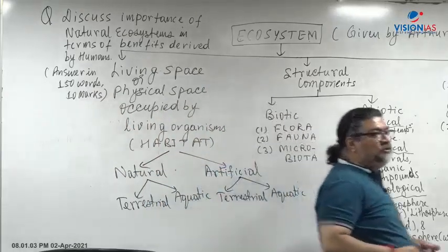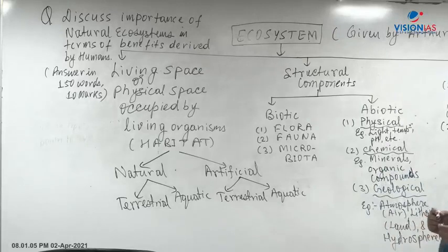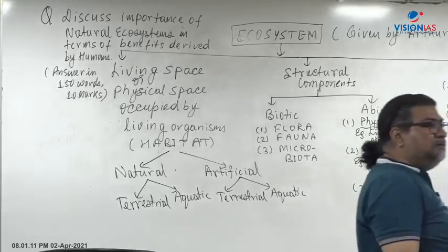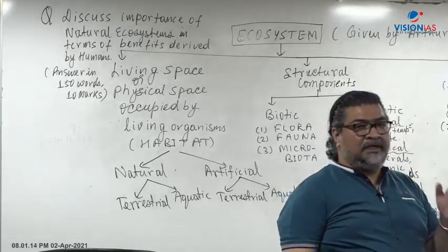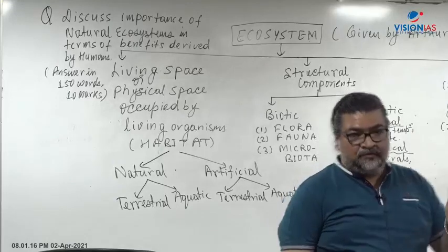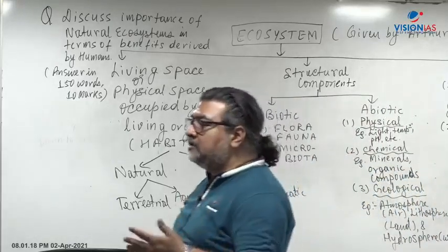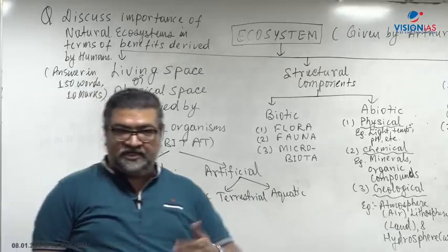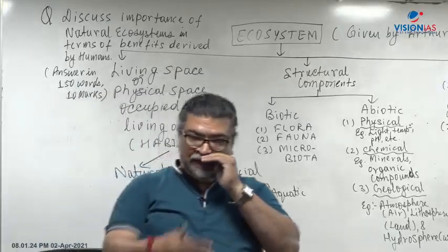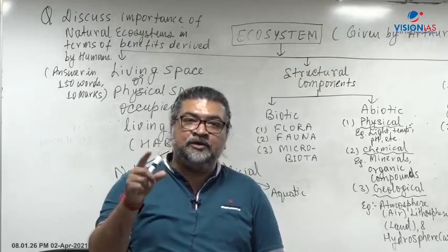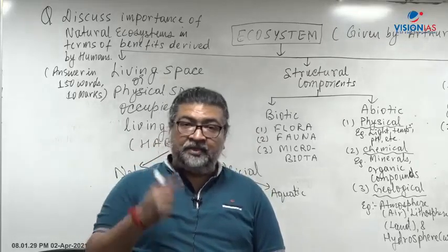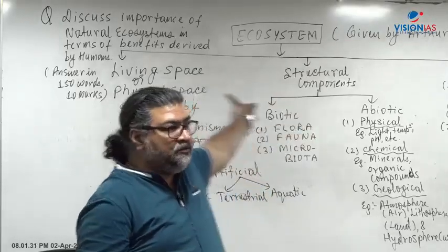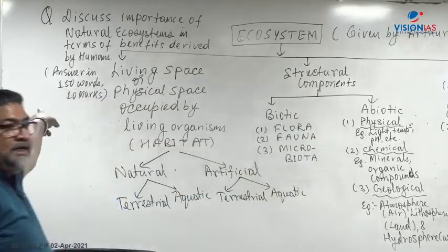I repeat the question, homework assignment: discuss importance of natural ecosystems in terms of benefits derived by humans. I will give you that answer when I come to a topic called ecosystem services. When in the classroom we discuss the benefits we get from ecosystems, I will be teaching you in that classroom. In the coming classes, we will also discuss ecosystem services. There you will get the answer to this question.